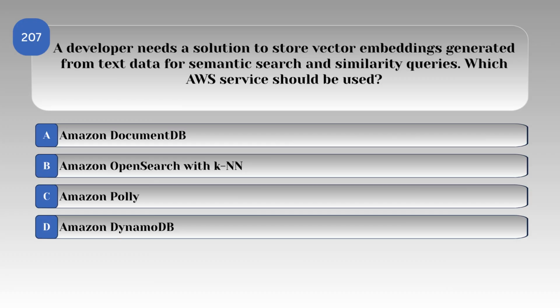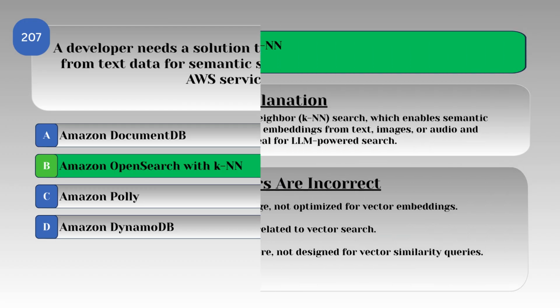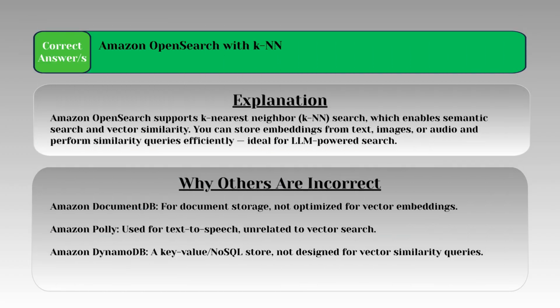Correct answer: Amazon OpenSearch with KNN. Explanation: Amazon OpenSearch supports K-nearest neighbor, KNN, search, which enables semantic search and vector similarity. You can store embeddings from text, images, or audio and perform similarity queries efficiently, ideal for LLM-powered search.